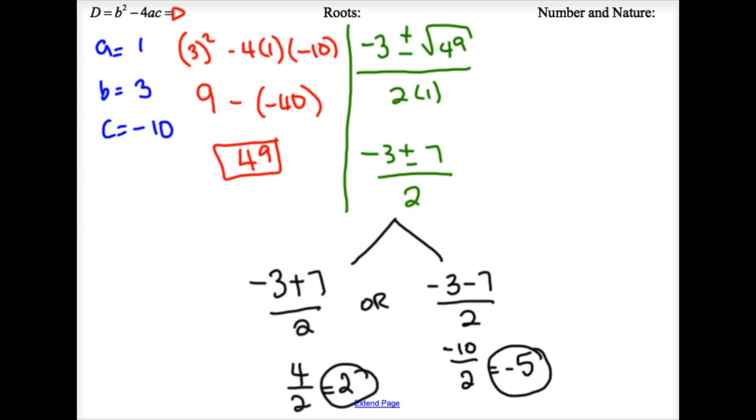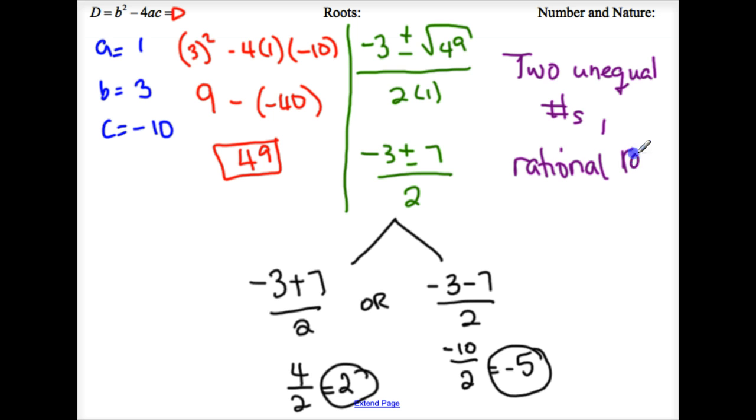The last part of the question says, what's the number and nature? So the number and nature, it means, what are these numbers? The number refers to your roots. The nature refers to, are they rational? Are they irrational? Are they complex? 49 is rational. How do I know that? It can be written as a fraction, 49 over 1. Bam, that's it. And what about the number? The number means it's 2 and negative 5, and those are two unequal numbers, and then the nature is that they are rational.